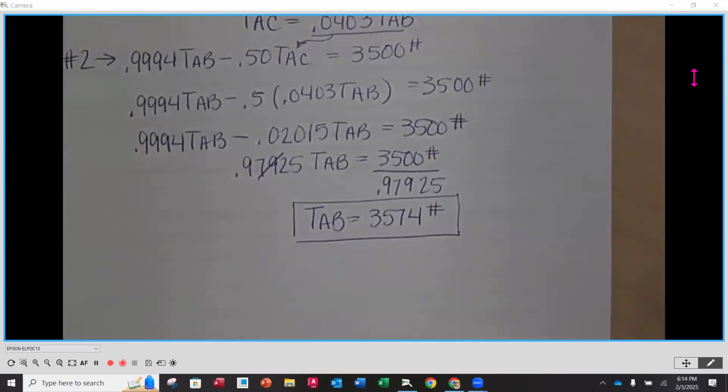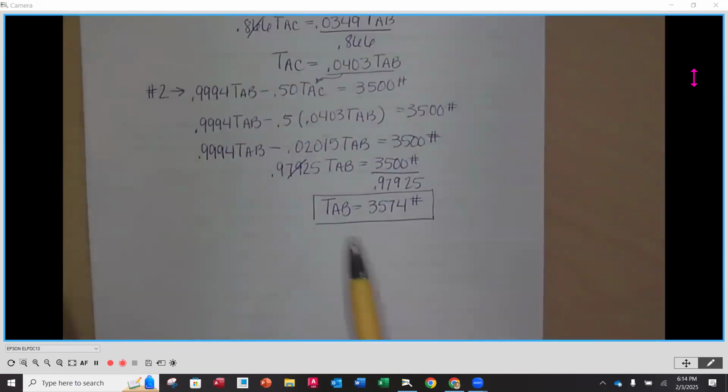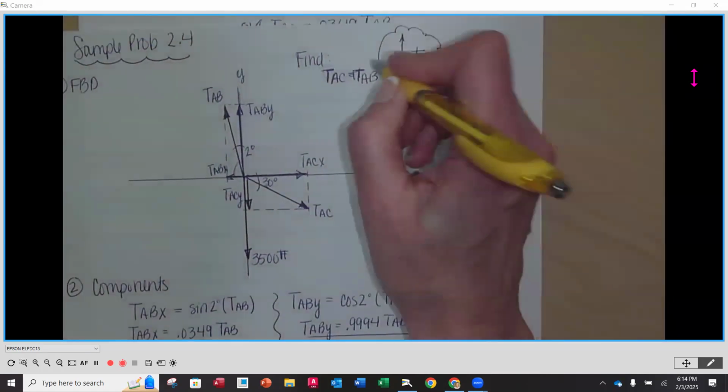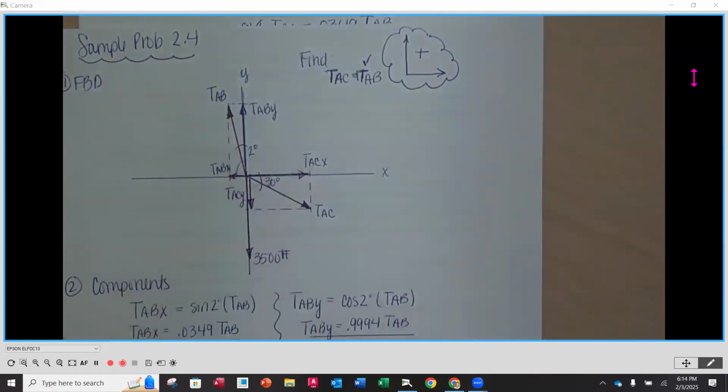So if you've noticed that you're like, oh my gosh, mine is off, it's probably just that it's not rounded to 3 significant digits. You're more accurate. Okay. All right. So that is the first cable that we needed to find. So this was TAB, which is how much tension is in that cable going up over pulley B.